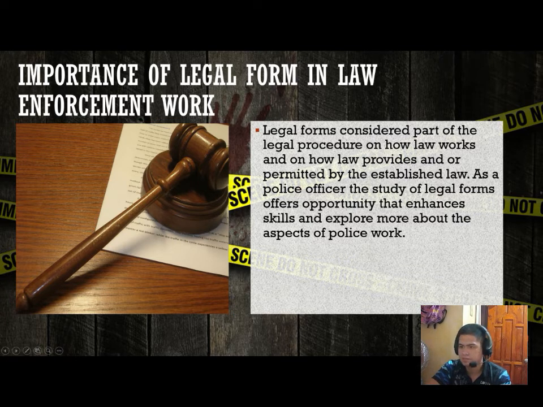So, all in all, legal forms is important in law enforcement work since it will provide knowledge on any procedural form on legal matters or transaction and to have better understanding on how we can practice law.